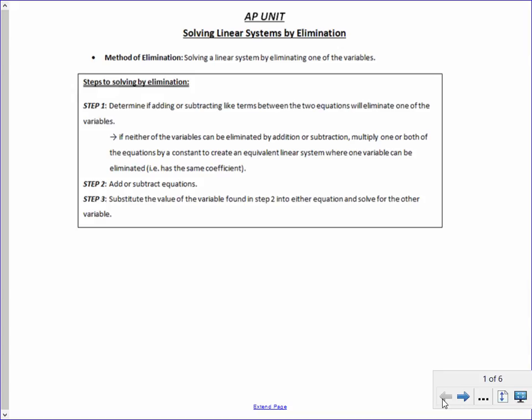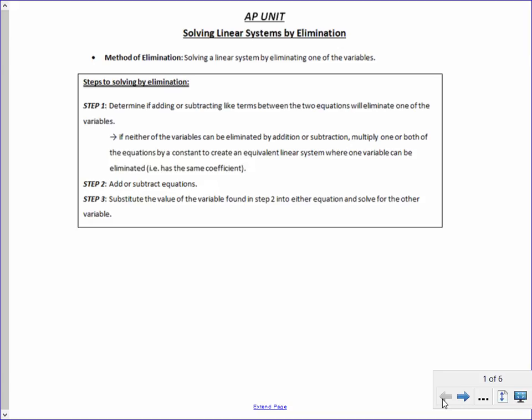The way this method works is as follows. Step 1, determine if adding or subtracting like terms between the two equations will eliminate one of the variables. So what that means is I can eliminate a variable if I'm adding together two variable parts that are identical, or I can either add or subtract to get rid of the like term. So what I mean by that, we'll see with the examples.